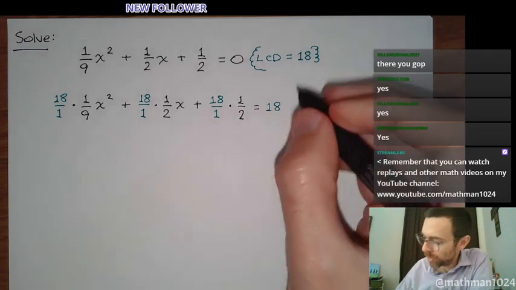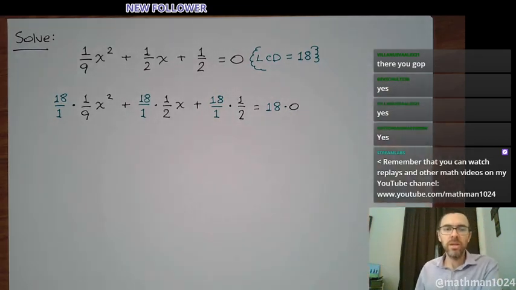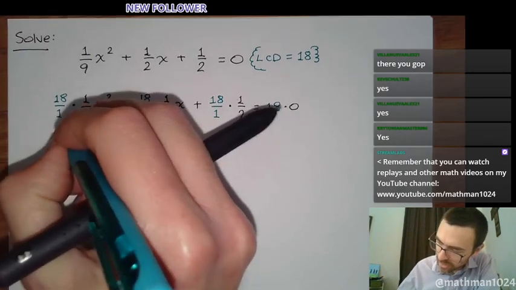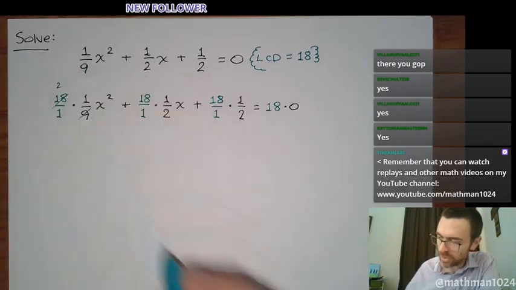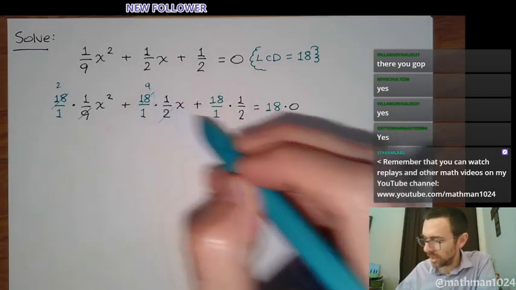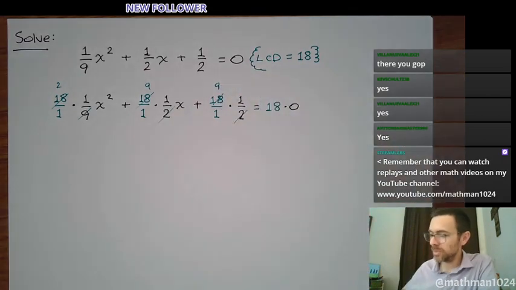Remember, what you do to one side of the equation, you do to the other side. So you might say, why are we multiplying times 18? Again, that's so that we can reduce away these fractions, because 9 is going to go into 18 twice. 2 goes into 18 9 times, and 2 again goes into 18 9 times.